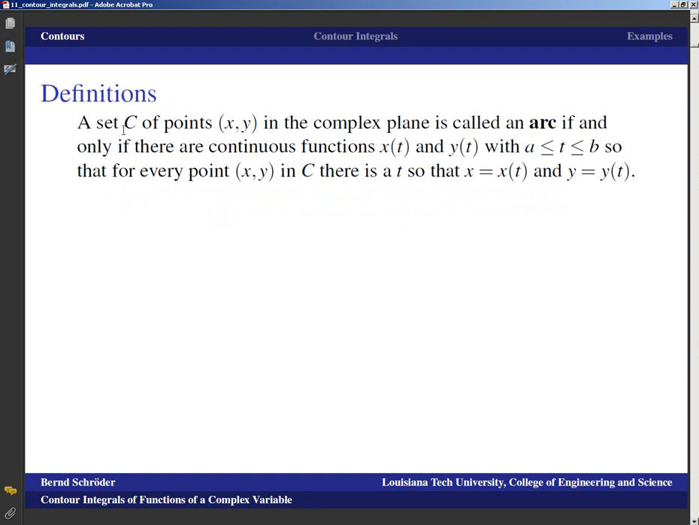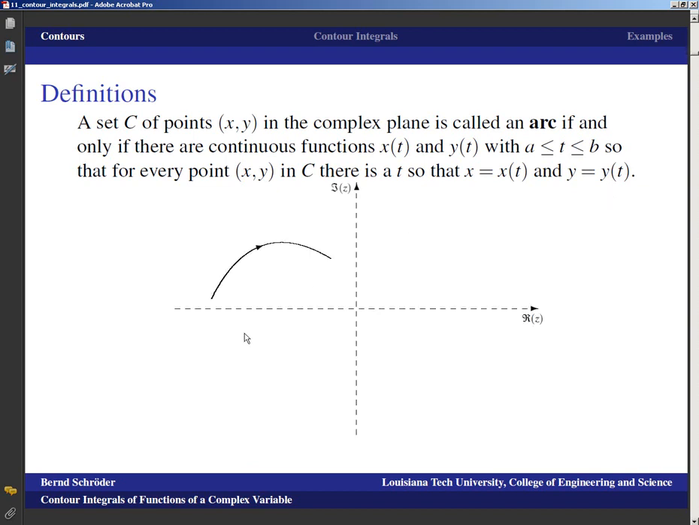Basically, if we've got a set C of points (x, y) in the complex plane, remember that the point (x, y) is equal to the complex number x plus iy, right? That set of points is called an arc if and only if there are continuous functions x(t) and y(t) with a ≤ t ≤ b, so that for every (x, y) in C there is a t so that x is x(t) and y is y(t). So that's basically a parametric curve as you know it from calculus.